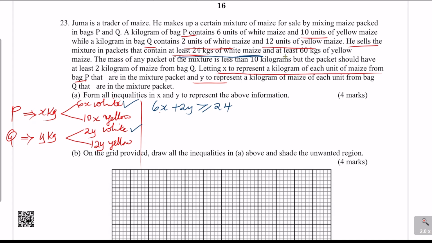And then at least 60 kgs of yellow maize from the 2 bags. We have yellow in bag P, 10X, plus in bag Q, 12Y. Again, those should be at least 60. At least means greater than or equal to 60. So those are the 2 inequalities we form up to that point.